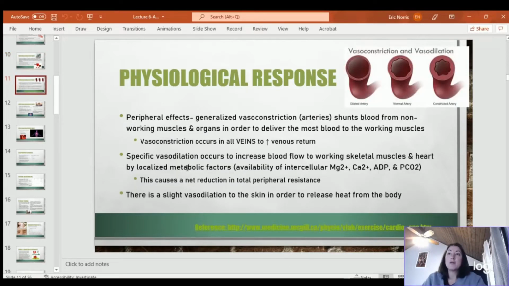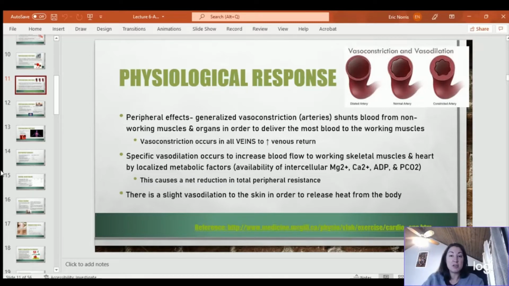More physiological effects. So peripheral effects, when you're exercising, there's a generalized vasoconstriction. So remember, blood is being redistributed to the muscles that need it and away from things that don't. And it shunts blood from non-working muscles and organs in order to deliver the most blood to the areas that are needed. So vasoconstriction occurs in all the veins, which increases venous return. So the arteries are restricted in a certain pattern depending on what muscles need the blood, and then the veins are restricted in order to send the blood back to the heart more quickly, so increasing venous return.